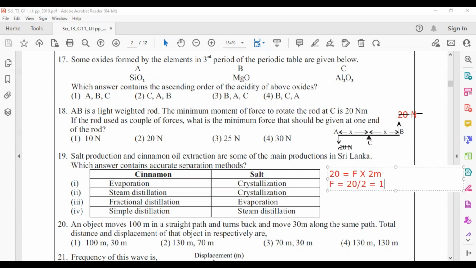That means 10 Newton. 10 Newton is the answer. Answer number 1. 19.